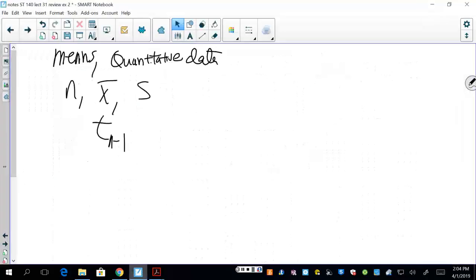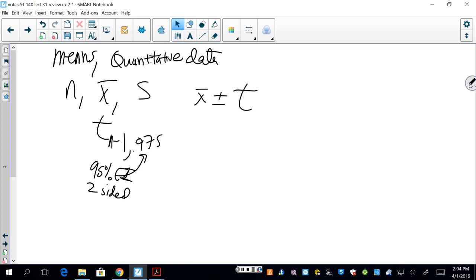So we look up 0.975, right? So that'd be a 95% confidence interval, two-sided. So the formula is X bar plus or minus the T value, and then S over the square root of n.